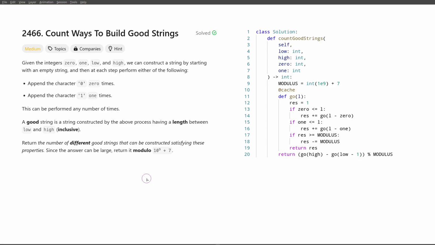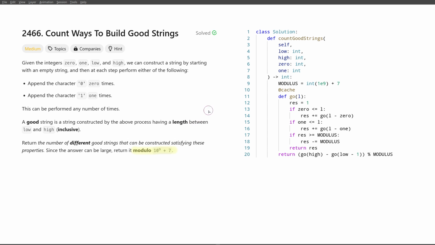Hello everyone, today we'll talk about the solution to the problem, count ways to build good strings. This problem is pretty interesting in that for a person who has some experience with competitive programming or with LeetCode, it should be very easy, and to somebody who's just starting out, one of the observations that are used to solve this problem, or even the fact that we have to return the result modulo 10 to the 9 plus 7, might be a bit daunting.